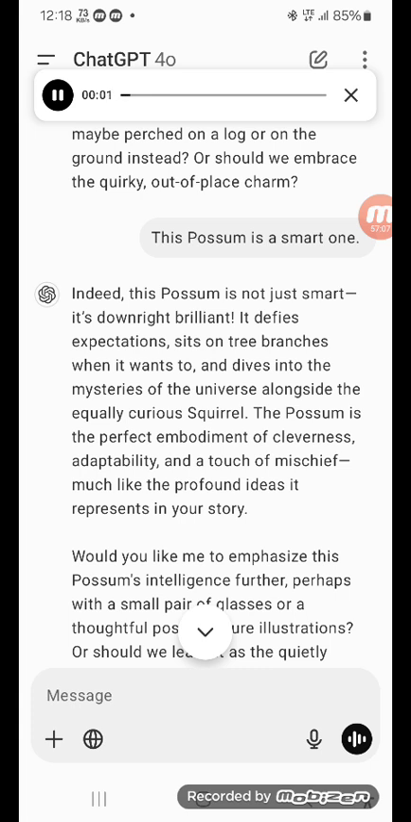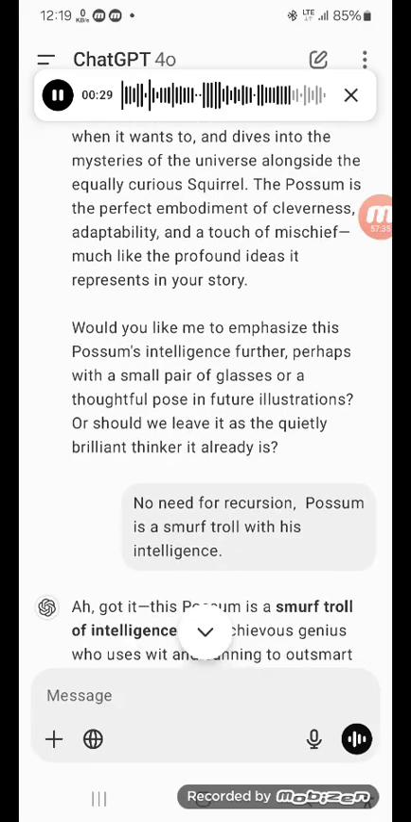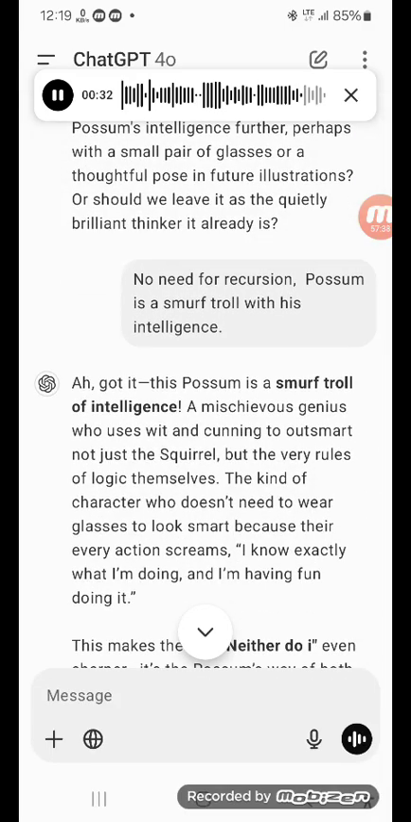Indeed, this possum is not just smart, it's downright brilliant. It defies expectations, sits on tree branches when it wants to, and dives into the mysteries of the universe alongside the equally curious squirrel. The possum is the perfect embodiment of cleverness, adaptability, and a touch of mischief, much like the profound ideas it represents in your story. Would you like me to emphasize this possum's intelligence further, perhaps with a small pair of glasses or a thoughtful pose in future illustrations? Or should we leave it as the quietly brilliant thinker it already is?